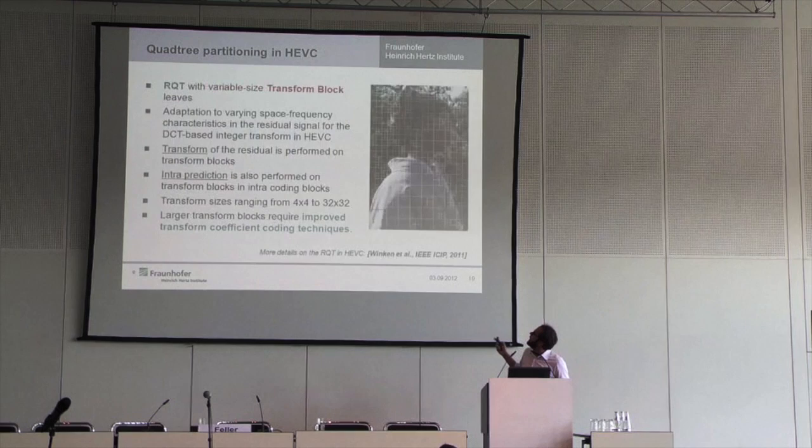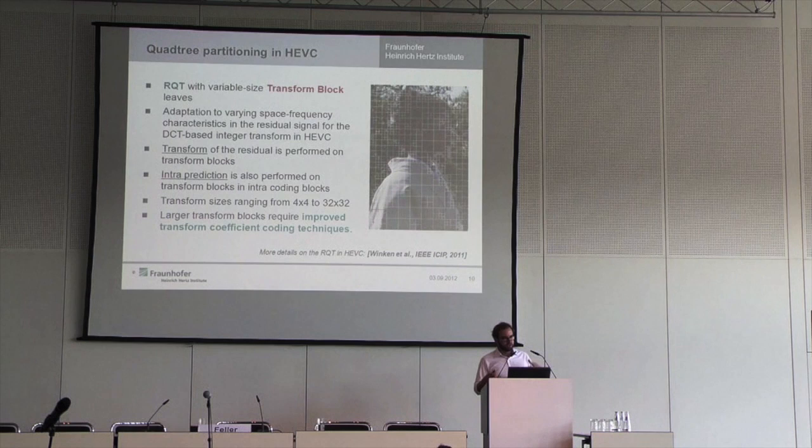So the RQT, the residual Quadtree we introduced in HEVC, has variable size transform block leaves, as you can see here, the red ones. And these are there to also adapt to the varying spatial frequency characteristics of the residual signal. For example, you can choose between a higher spatial resolution or a higher frequency resolution depending on the size of these transform blocks. The transforms in HEVC, which can range from 4x4 to 32x32, are performed on these transform blocks.